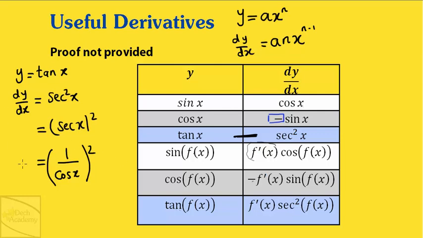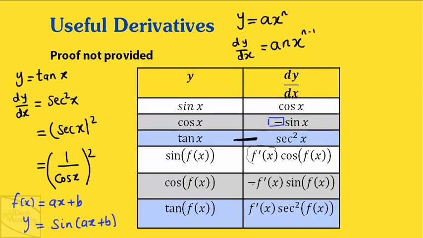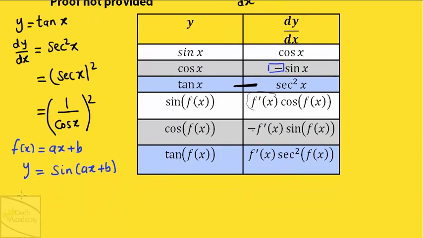So a quick example, for instance, if f of x is ax plus b. So imagine I say y is sine of ax plus b. If you want to find dy dx, the first thing you know to write down is the cosine of that function of x, so cos of ax plus b, and then you just need to multiply by the derivative of the function. Now if your function is ax plus b, differentiating that gives a.